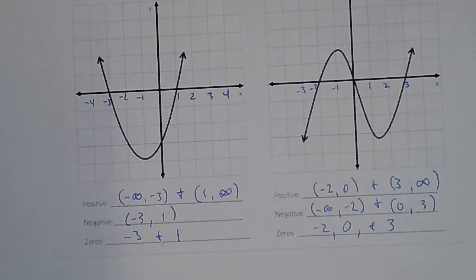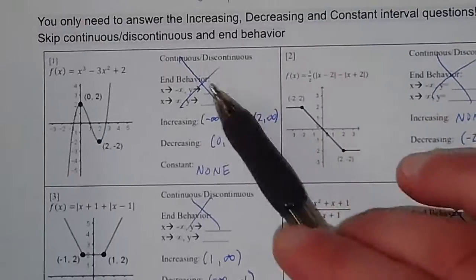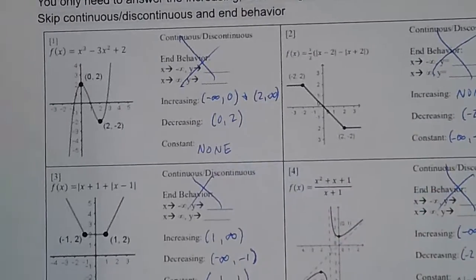So then if we flip over, we look at the increasing, decreasing stuff. Anyway, I said up here, don't do these first two parts. Just do the increasing, the decreasing, and if they have any parts that are constant.